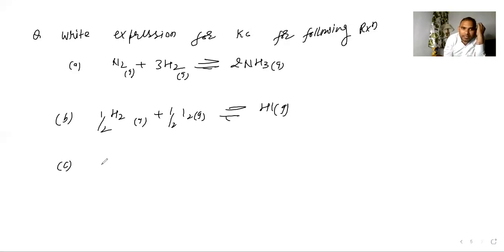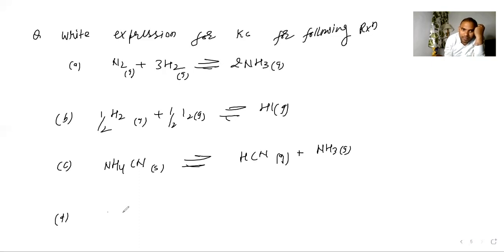And C number. Similarly, you can write NH4CN, this is a solid. This is converting into HCN, this is going to be a gas. And here it also gives NH3, which is again a gas. D number: PCl5, this is a solid. It is converting into PCl3, which is going to be a liquid, plus Cl2, which is going to be a gas.